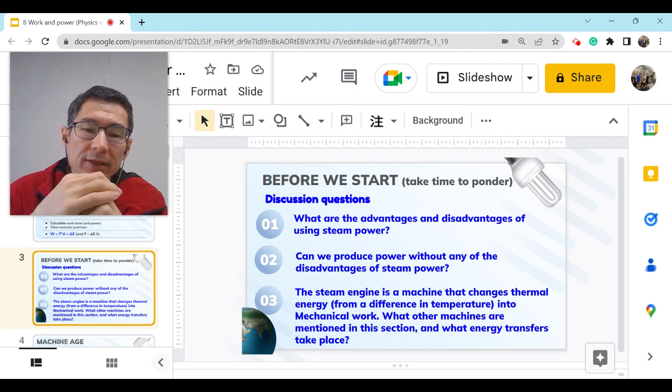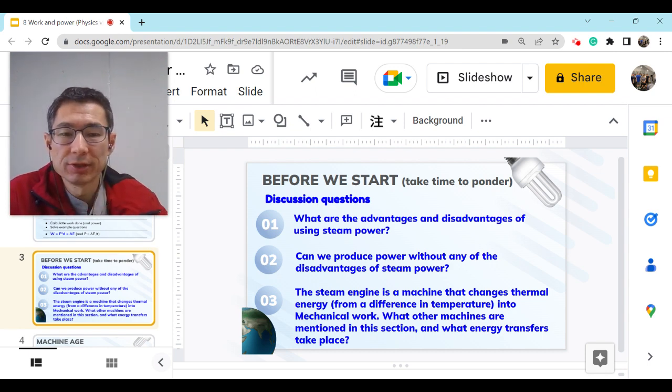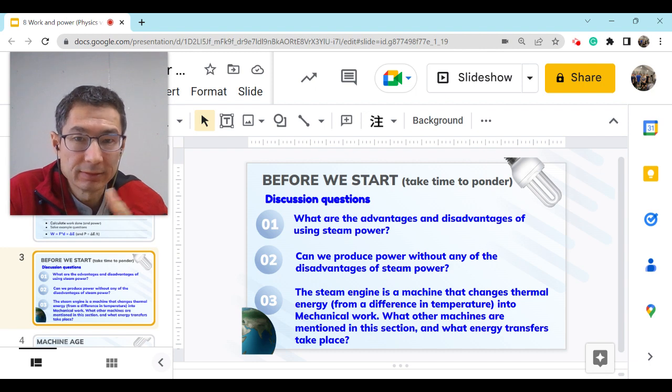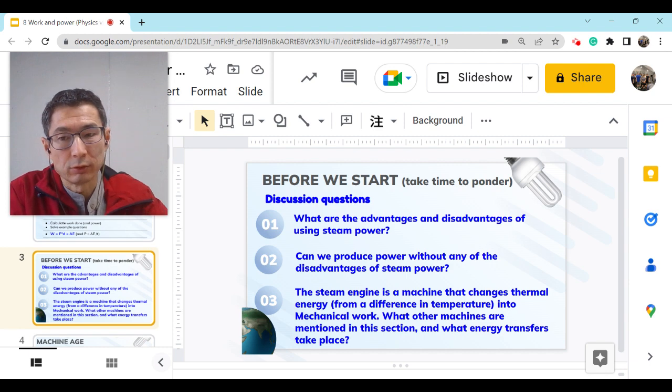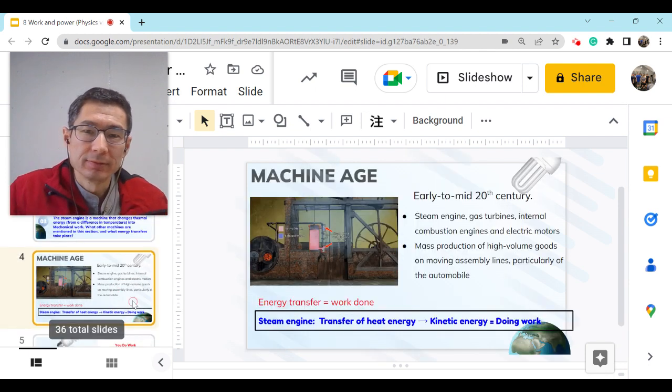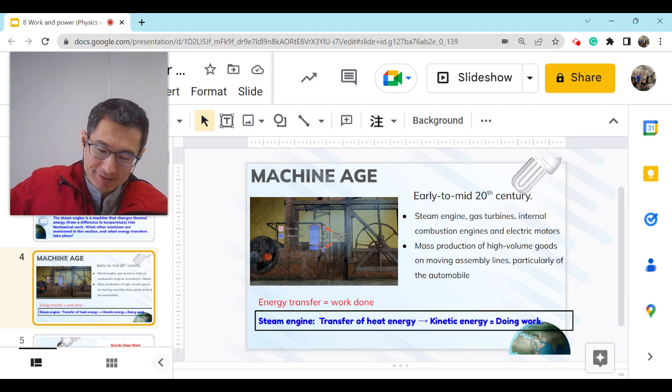So the steam engine is a machine that changes thermal energy, depending on the temperature, into mechanical work. Okay, mechanical work. What are the other machines? Other machines are mentioned in this section, and what are the transfers of energy that take place? It's going to come up throughout this chapter. You should think about this.